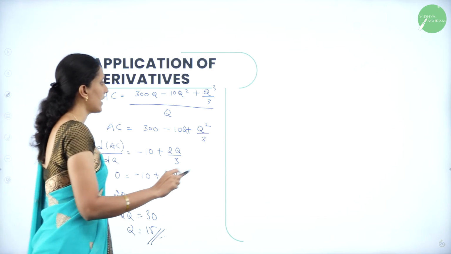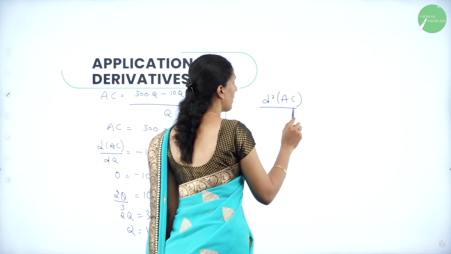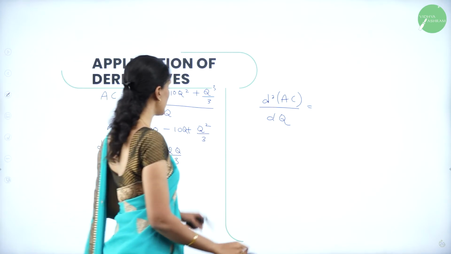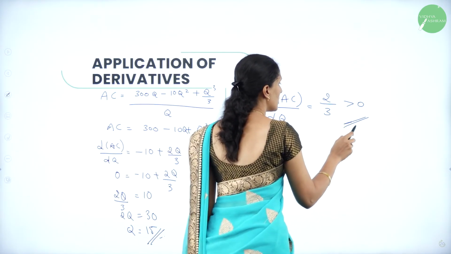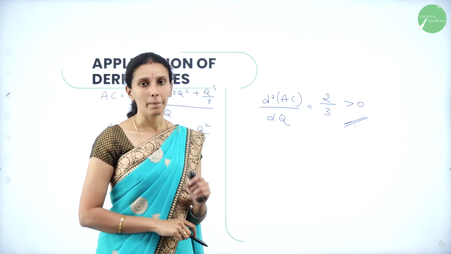Now let's differentiate this again. Let's see whether it attains minimum, d²AC by dQ². So here I'll get the constant as 0 and here I'll get 2 by 3, which is greater than 0. So this also shows that the average cost attains the minimum.